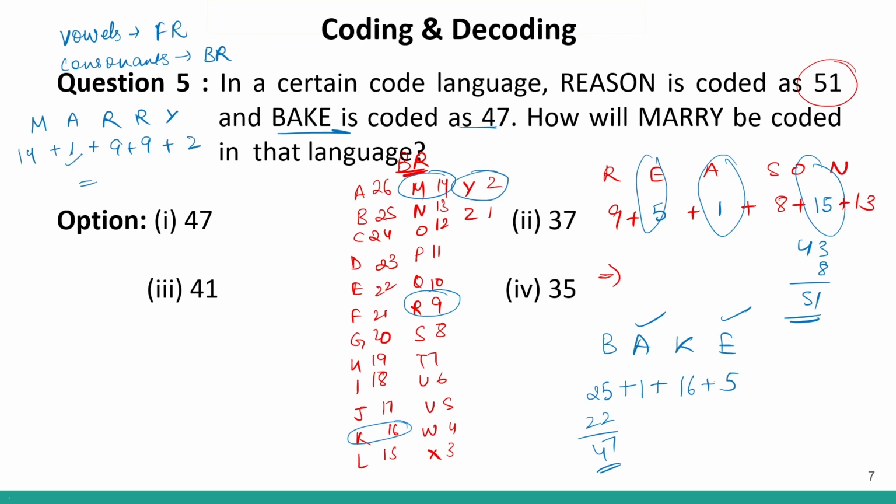So basically, this is 1 plus 9, 10. 10 plus 9, 19. 19 plus 2, 21. 21 plus 14 will give me 35. So 35 will be the answer, which is given in option number 4. So option number 4 will be the correct answer, which is 35. So this was a combination of backward ranks and forward ranks. Okay.